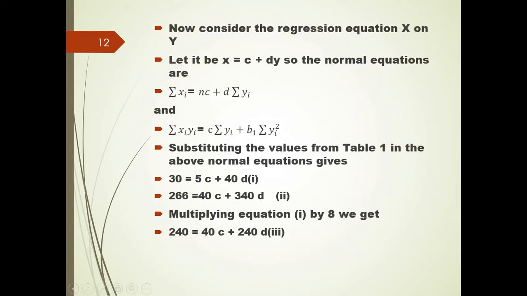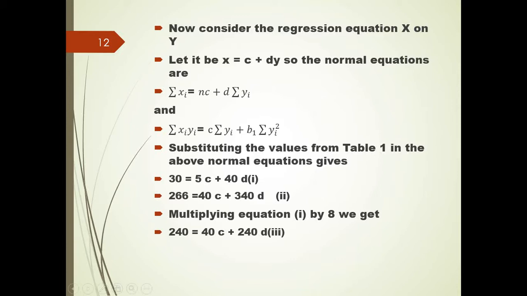Now consider the reverse equation. So we consider x as the dependent variable and y as the independent variable. So the equation should be of the form x equal to c plus d y. So summing here, sigma xi equals sigma 1 times c, that means nc, plus d sigma yi.